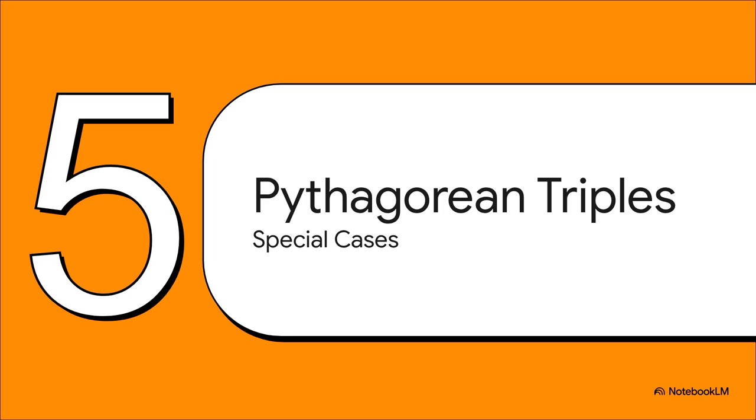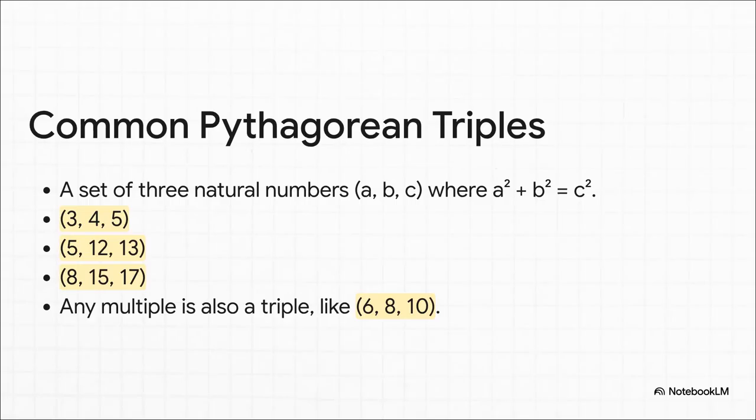Now, this is pretty cool. It turns out that certain whole numbers just work together perfectly in this theorem. They're kind of like pre-solved problems, and they can be incredibly useful shortcuts. These are called Pythagorean triples. They're just sets of 3 positive whole numbers that fit the formula perfectly. The most famous one, of course, is 3, 4, 5, which we literally just used. But there are tons of others, like 5, 12, 13, or 8, 15, 17. And what's really useful is that any multiple of a triple is also a triple. So if 3, 4, 5 works, so does 6, 8, 10, or 9, 12, 15.